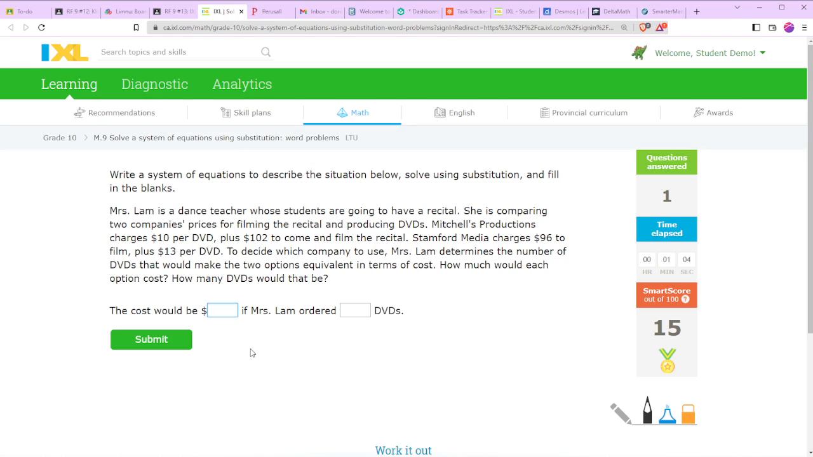So, Mrs. Lamb is a dance teacher whose students are going to have a recital. She's comparing two companies' prices for filming the recital and producing DVDs. So, Ms. Mitchell's Productions charges $10 per DVD, plus another $102 to come film the recital. Stanford Media only charges $96 to film, but it's another $13 per DVD. So she determines the number of DVDs that would make the two options equivalent in terms of cost.